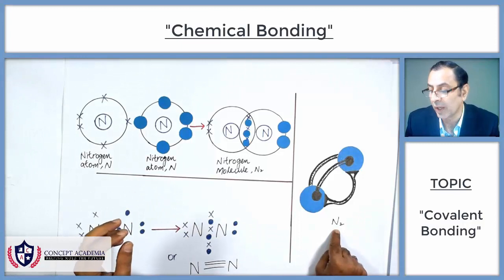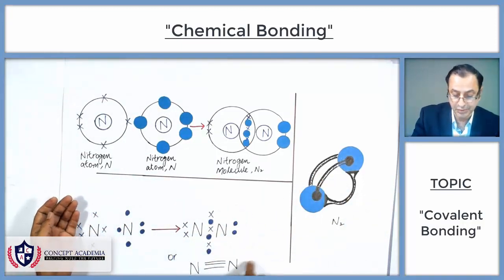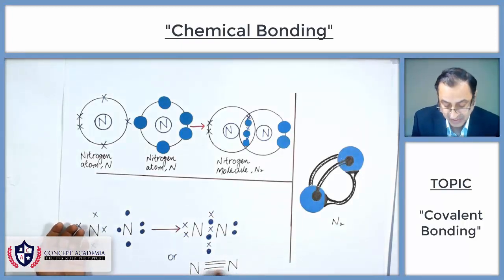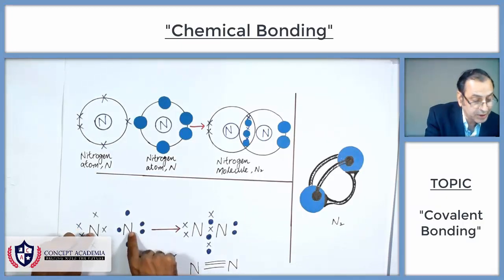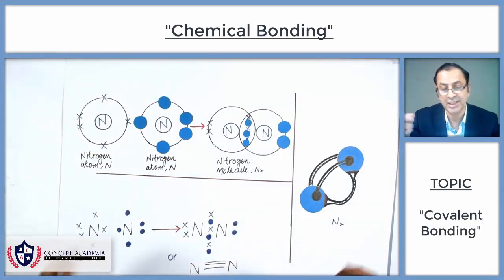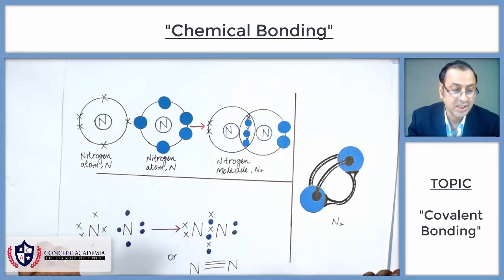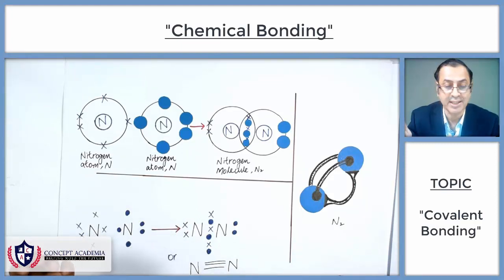Because 3 electrons are shared between the nitrogens, it is a triple covalent bond, shown by 3 bold lines between the nitrogens, and we call it a triple covalent bond. The 3 electrons are shared between the nitrogens, and in this way we have completed an octet for each nitrogen. And this is about covalent bonding, and in this way each atom has attained the last shell electronic configuration like the noble gases.